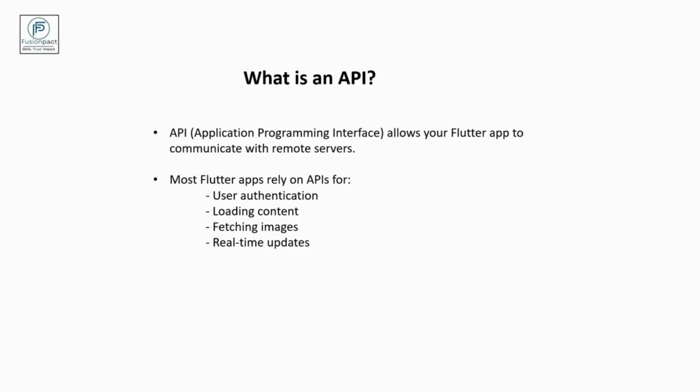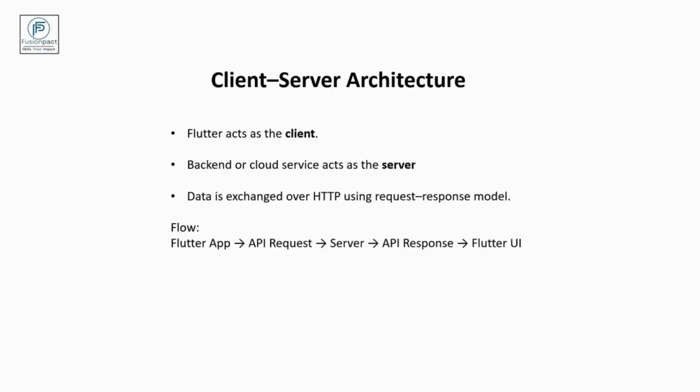Most Flutter apps rely on APIs for user authentication, loading content, fetching images, and real-time updates. We can use simple API methods and all the functionality logic like in React and React Native apps. Client-server architecture in Flutter: Flutter acts as a client, and the backend or cloud services act as a server. Data is exchanged over HTTP using the request-response model.